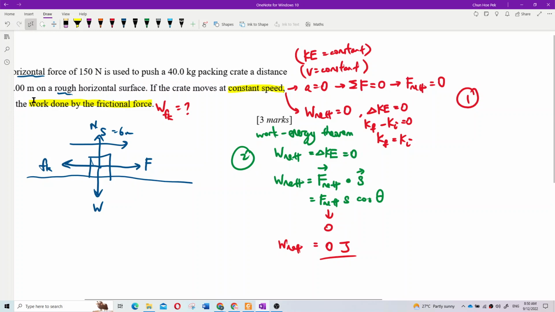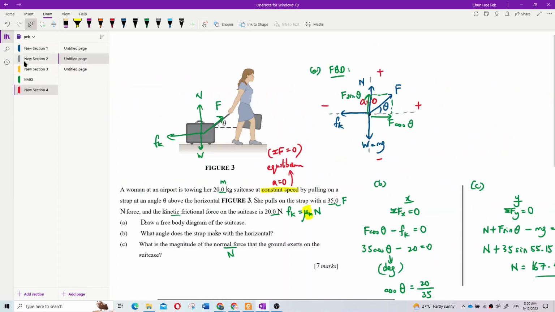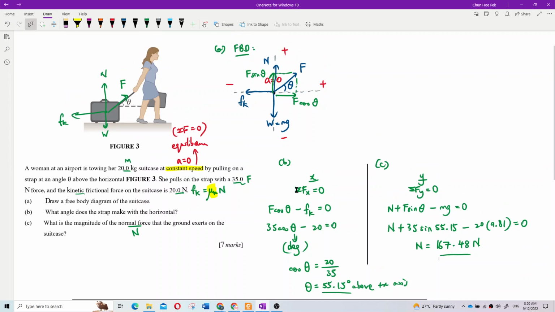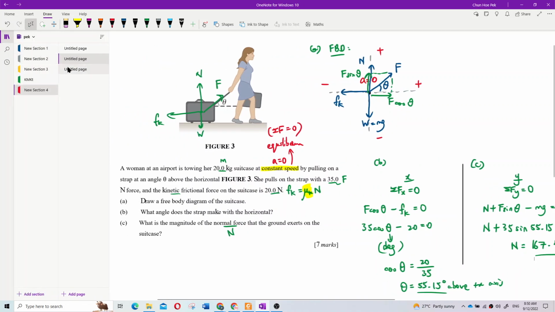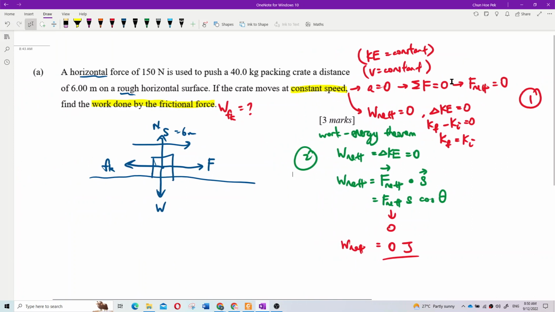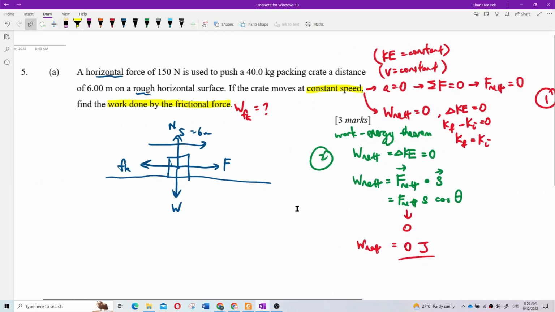Just now the previous example already showed you the first way, so I don't want to show you this one. For this one I show you the second way, net work done. Actually, both ways are easy.